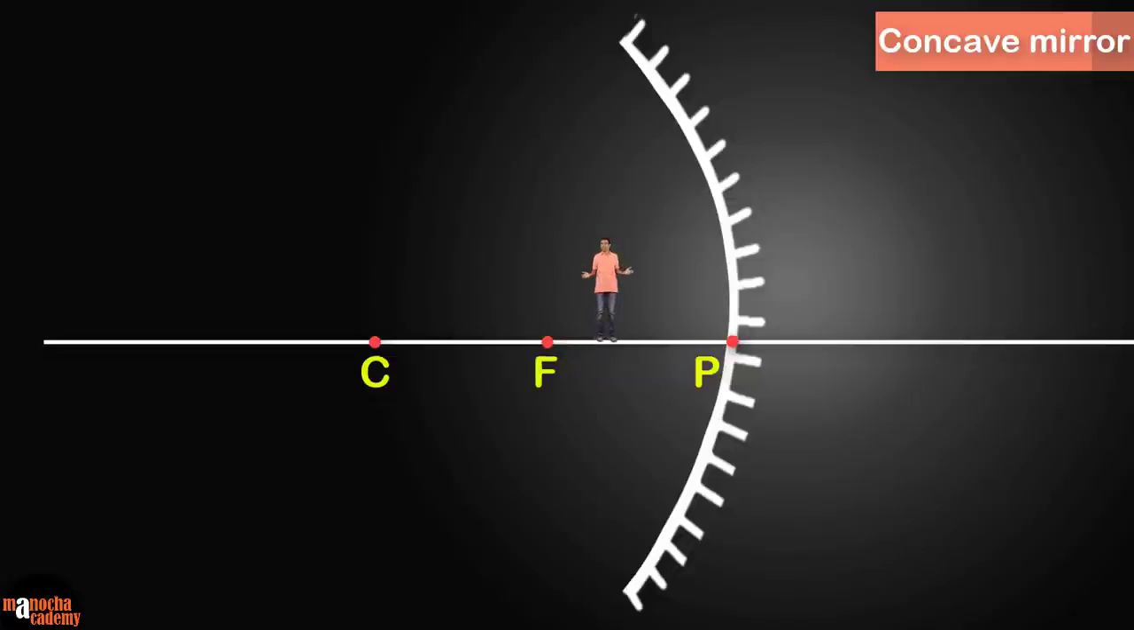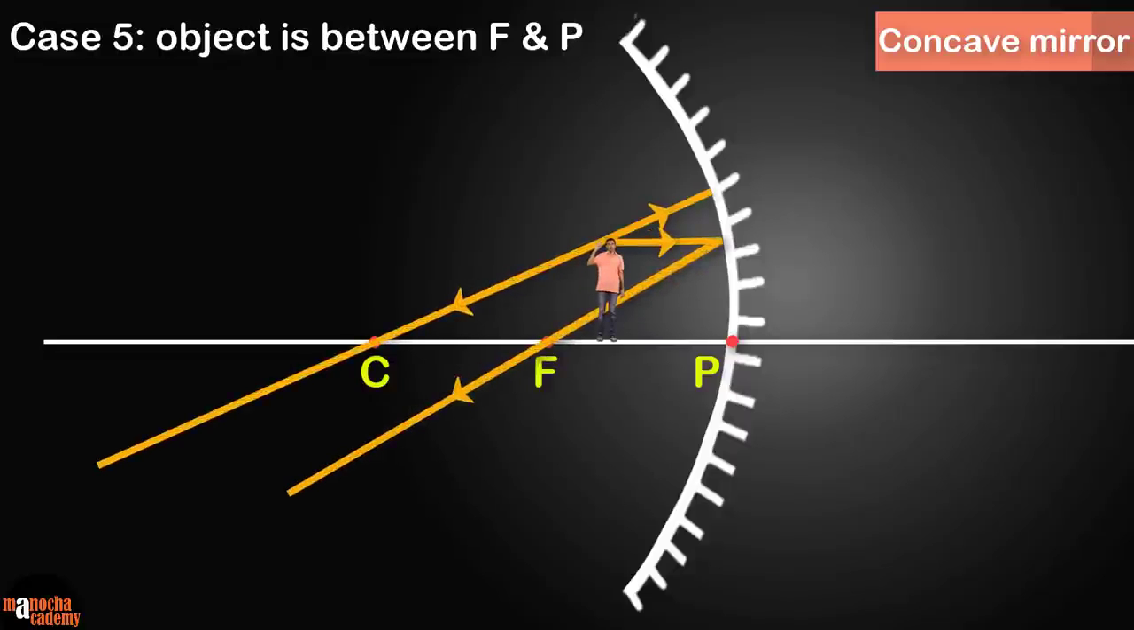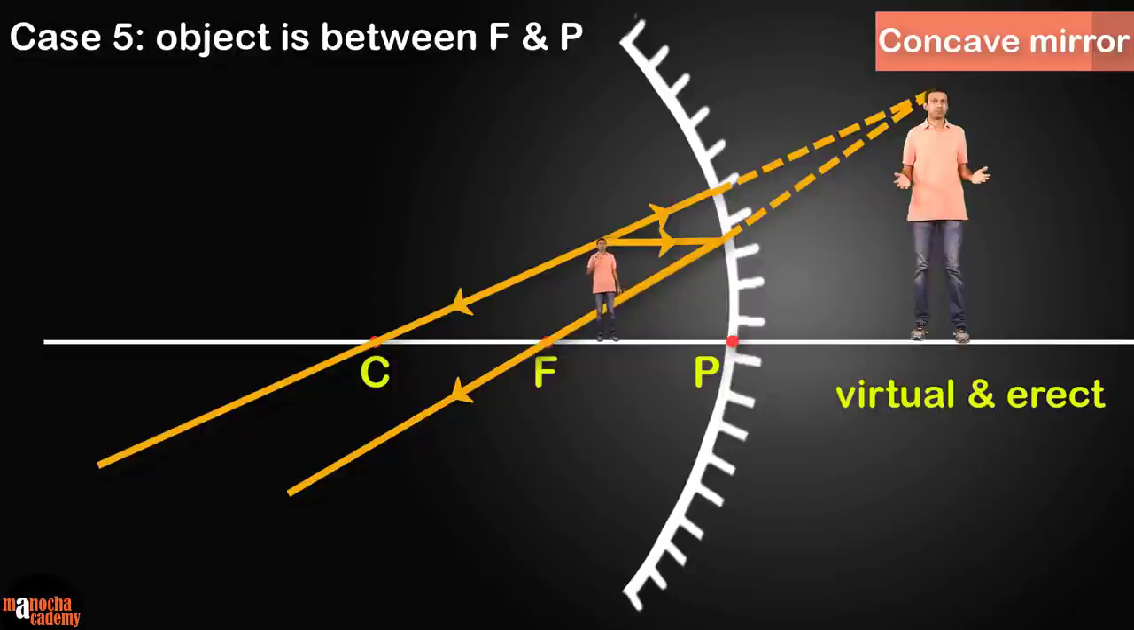Now let's look at the last case where I move really close to the mirror. The object, that is me, is between the pole and the focus here. Now let's use rule 1 and rule 2 to draw the light rays from the top of the object. And as you can see here, the reflected rays are divergent. So let's produce them backwards to obtain our image. Wow! Can you see? I'm magnified here. So what are the properties of the image? The image is virtual and erect. It's magnified, and as you can see, it's formed behind the mirror.